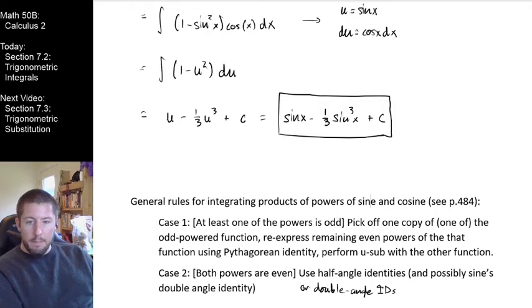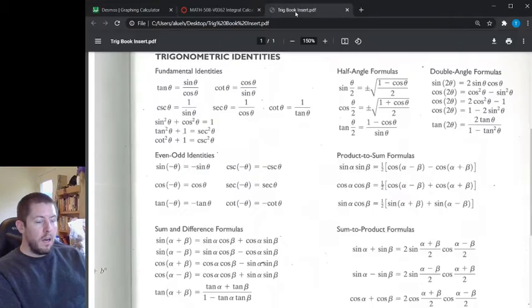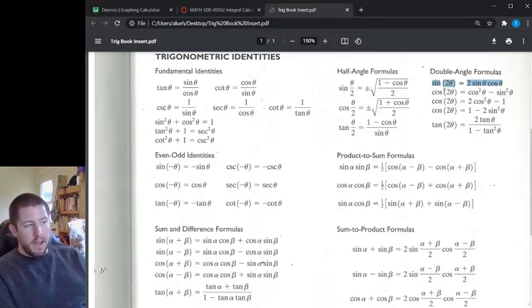So let me real quick flip over and show you what I mean. Back here looking at our trig book insert, we can see these half and double angle formulas are going to help us deal with all these even powers: cosine squared, cosine squared, and sine squared. This is also a good one right here. If you have odd powers of sine and cosine multiplied together, maybe you want to rewrite sine times cosine as 1/2 of sine 2 theta. If you divide both sides by 2, that's potentially a useful one.